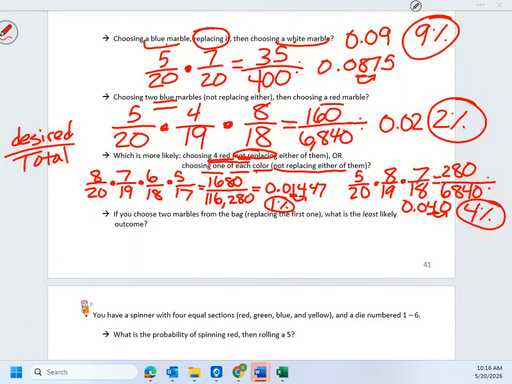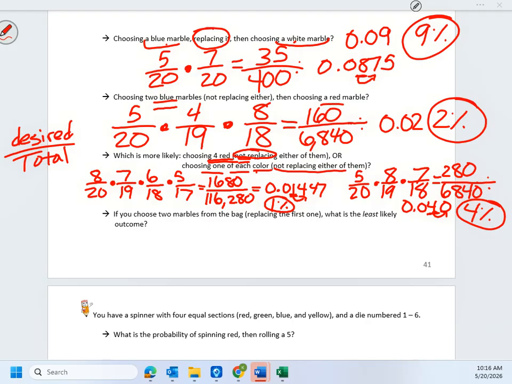One last one to do together. You choose 2 marbles from the bag. How many events is that? 2 events. We're going to replace the first one. What is the least likely outcome? Oh, do we actually have to do the math, or can we use logic in our brain? Mel, you're using logic. What did you think?